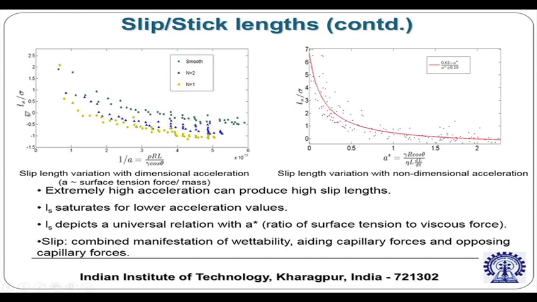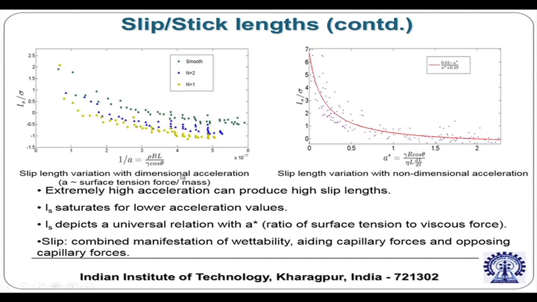All these are normalized with respect to some parameter. This sigma is a molecular length scale. So the slip length is normalized with respect to the molecular length scale. It is plotted as a function of 1 by acceleration. Acceleration is surface tension force by mass. So it is a sort of driving acceleration, right, because the driving force is the surface tension force, and that divided by mass is a driving acceleration.